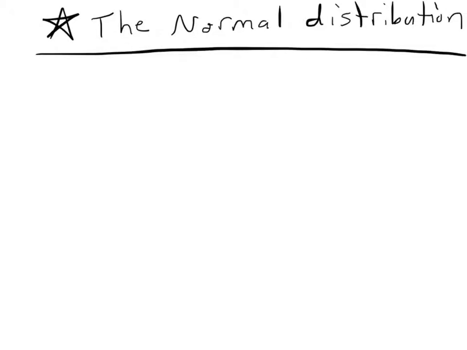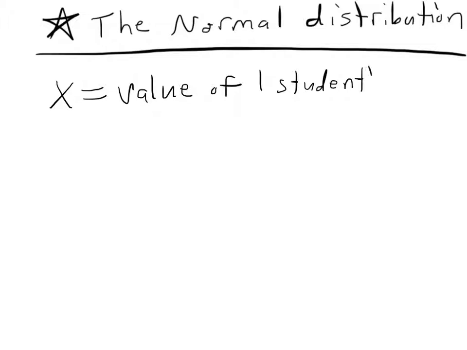So I've heard that the distribution of SAT math scores is normal, so I'm going to use that for my example. I'm going to define a random variable, which is a variable that takes on a numeric value. So I'm going to say x is the value of one random student's math SAT score.